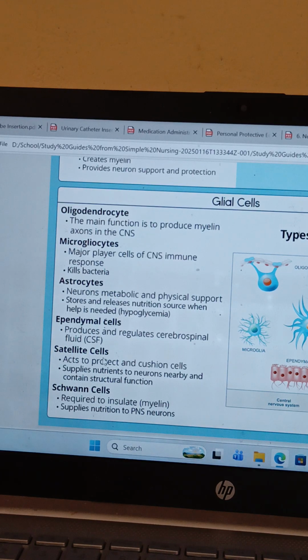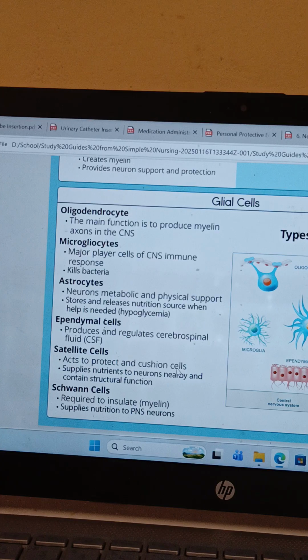What about satellite cells? They provide and cushion cells, supply nutrients to the neurons nearby, and contain structural function. What about the ependymal cells? They produce and regulate cerebrospinal fluid. So in case you are asked which cell produces and regulates cerebrospinal fluid, at this point you know we talk of the ependymal cells. Then the astrocytes provide neurons with metabolic and physical support. Then it stores and releases nutrition sources when help is needed. In case of issues like hypoglycemia, the astrocytes kick in.